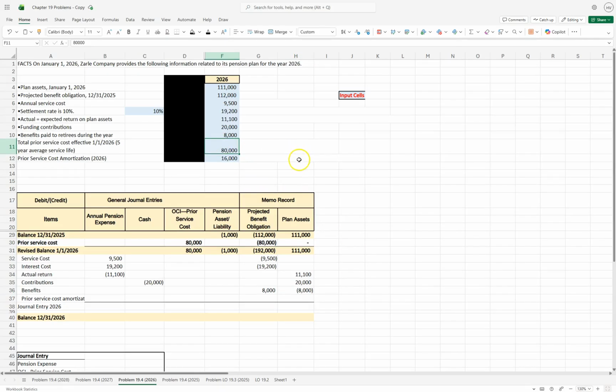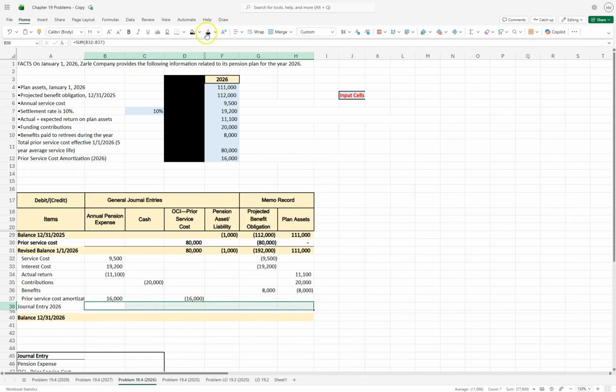Then we have our prior service costs, so we account for the $80,000 on 1/1, but it tells us that there's a 5-year average service life, and so we need to spread out this $80,000, amortizing into pension expense over that average remaining service life. So if you take the 80,000 divided by 5, that gives you $16,000. And the way we're going to do that is we're going to debit our pension expense for $16,000, and then we're going to start amortizing that out of OCI, prior service cost. So we're going to credit our OCI, prior service cost.